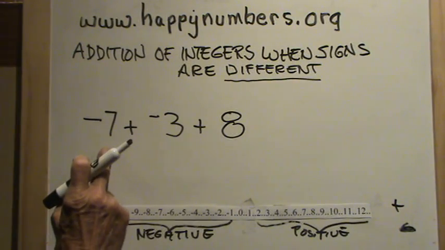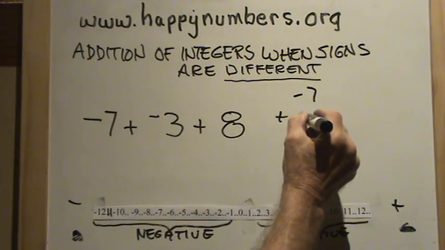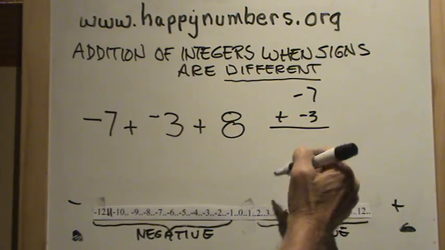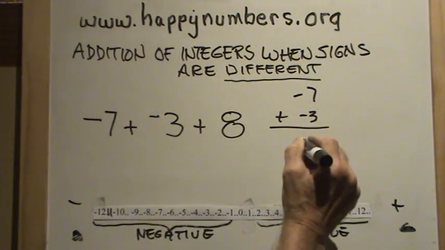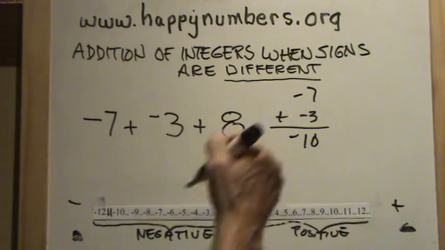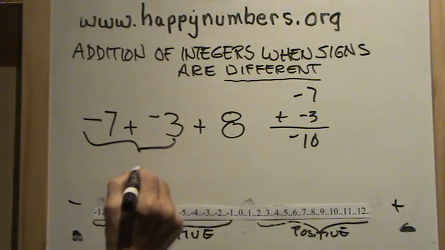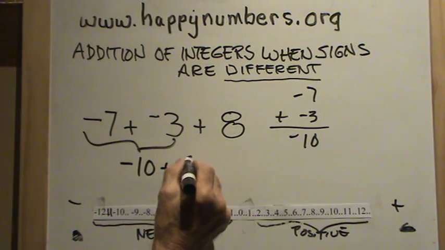All right. Here we have a negative 7 plus a negative 3. Well, the signs are the same, so I just combine the numbers. 7 and 3 is 10, and I use the common sign. So this part of the problem becomes negative 10. Negative 10 plus a positive 8.